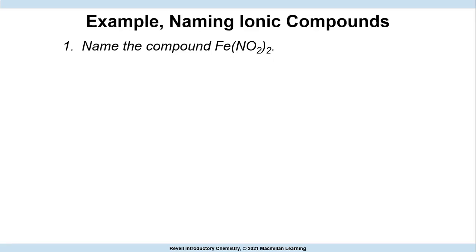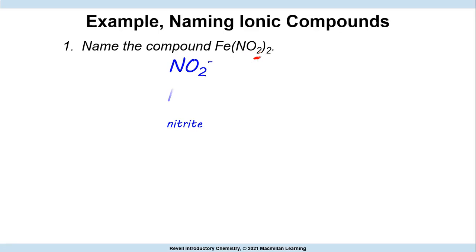Now, let's look at this other example. Name the compound Fe(NO2)2. One thing that you have to know here is that you must remember how to name this polyatomic ion. The first here is iron, and how do we call this polyatomic ion? It's called the nitrite, as opposed to the nitrate that has 3 oxygens. So the nitrite has 2.